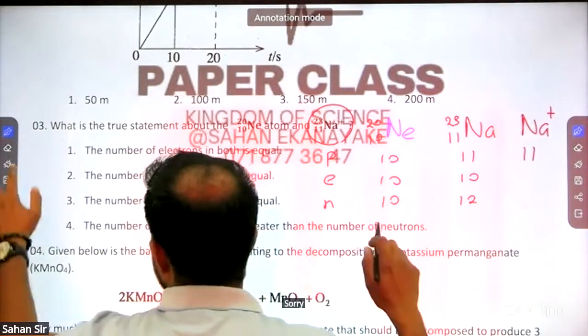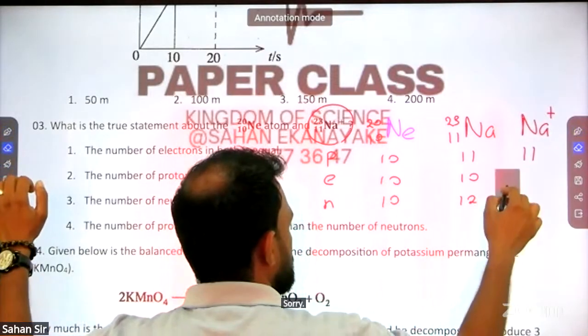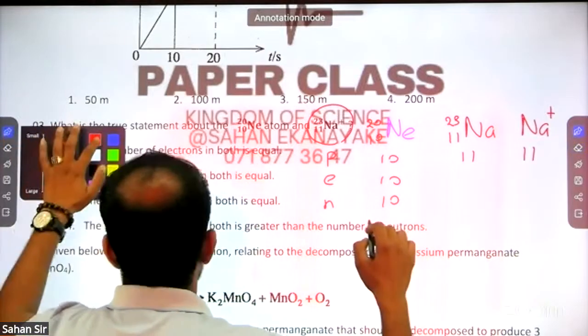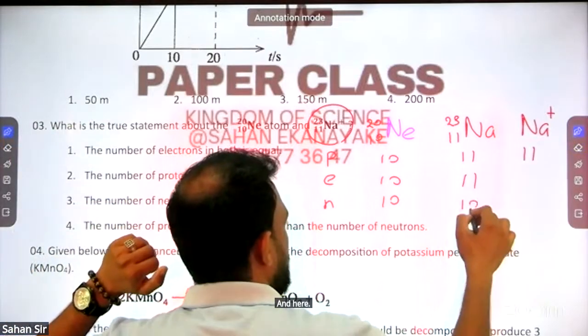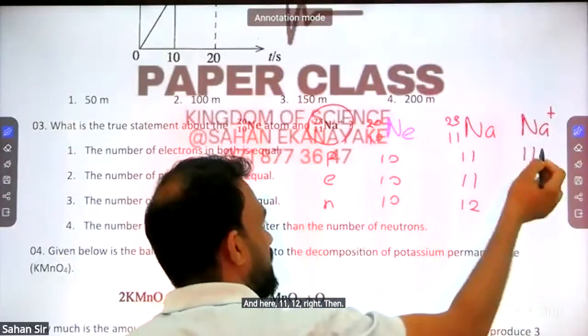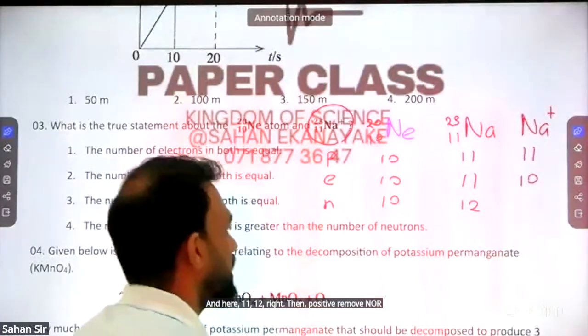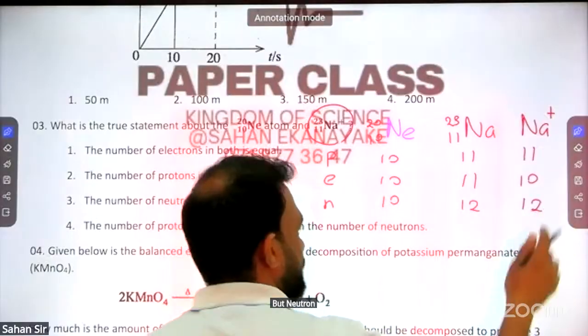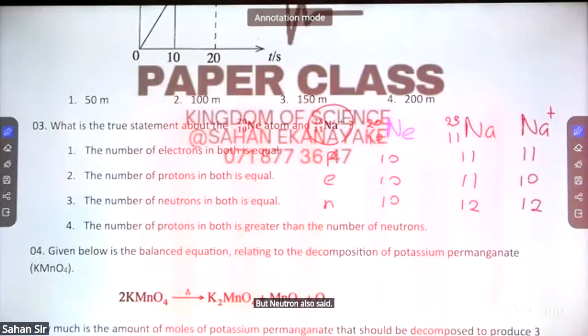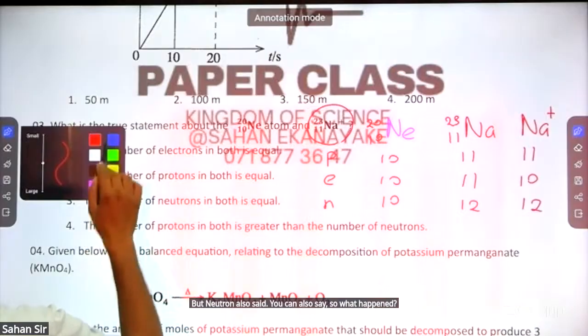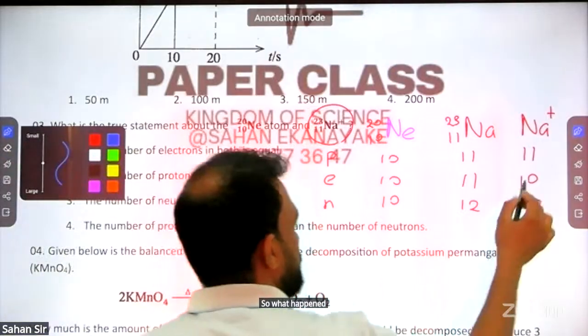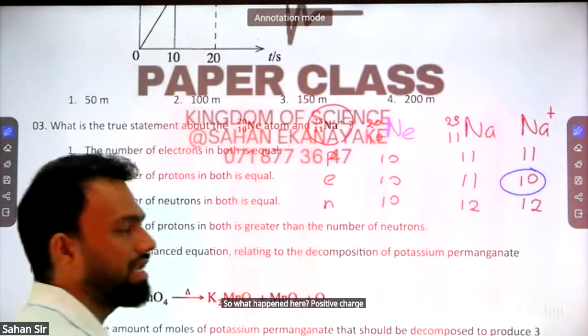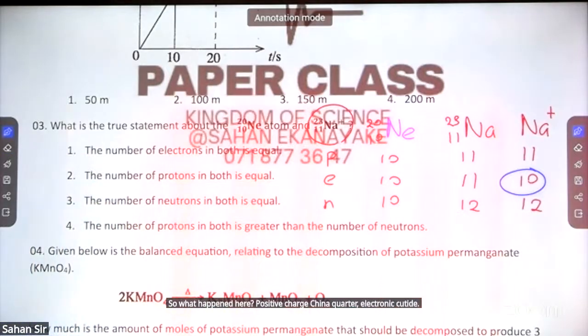Sodium has 11, and here 11, neutrons 12. Then positive when I remove an electron, it's converted to 10, but neutrons also same. So what happened here? Positive charge when I remove an electron. So what is the final answer?